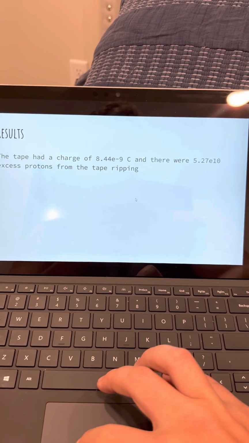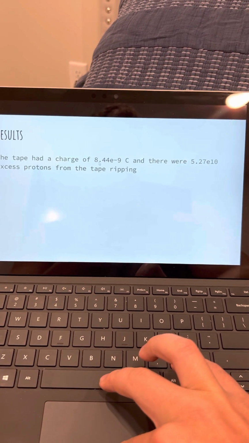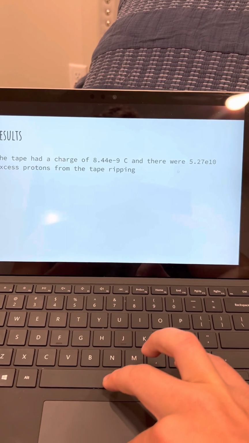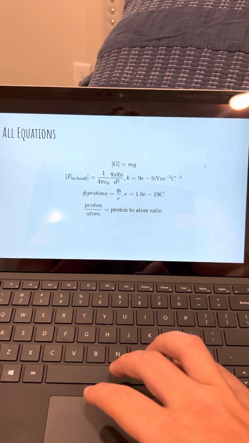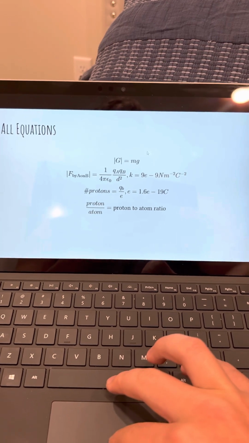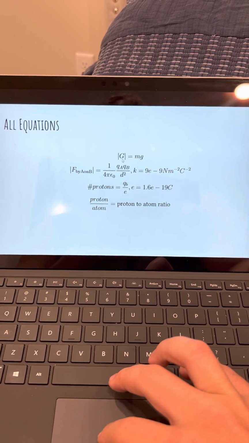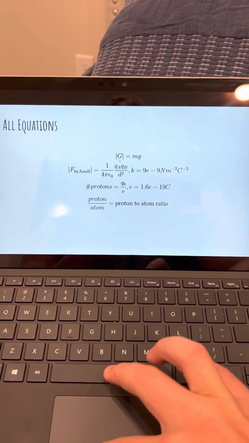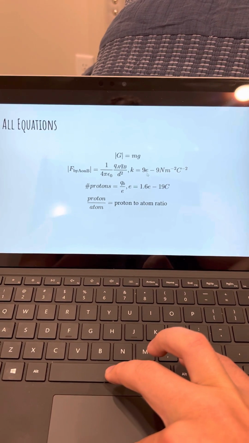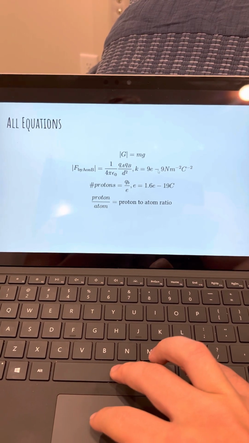The results I found is the tape had a charge of 8.44e-9 coulombs, and there were 5.27e10 excess protons from ripping the tape off the other one. These are the main equations. When we reach equilibrium, gravity and this force right here are going to be equal to each other. It should be noted that this should be 9e9, not 9e-9.